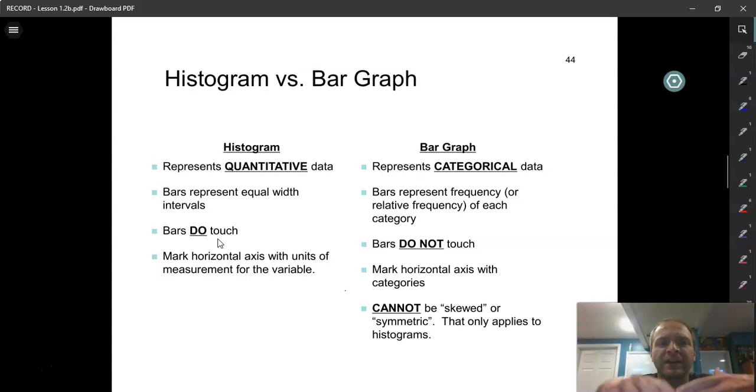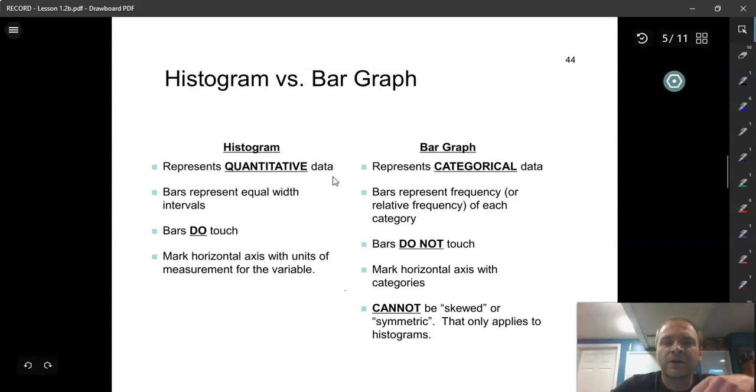Bars in histograms represent equal width intervals: 0 to less than 5, 5 to less than 10. Bars in a bar graph represent the frequency or relative frequency of each category. We already talked about touching and not touching. On a histogram, you want to mark the horizontal axis with units of measurement for the variable. On bar graphs, you mark the horizontal axis with your categories.